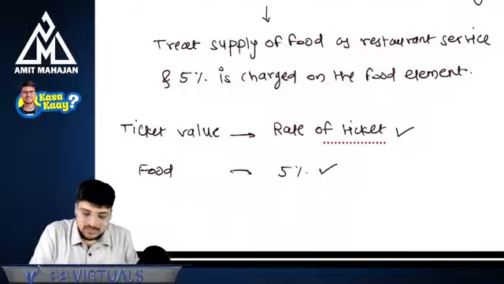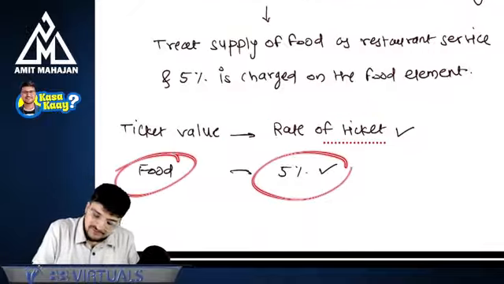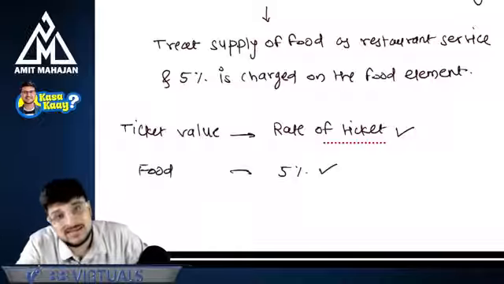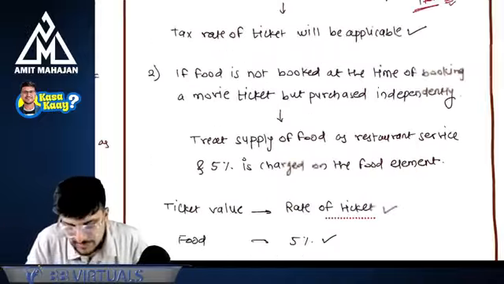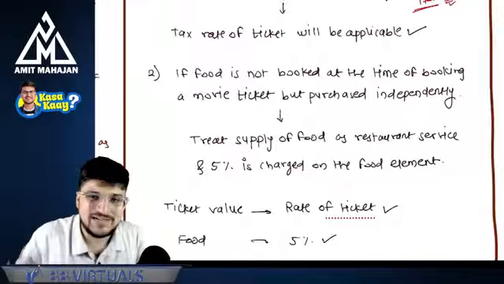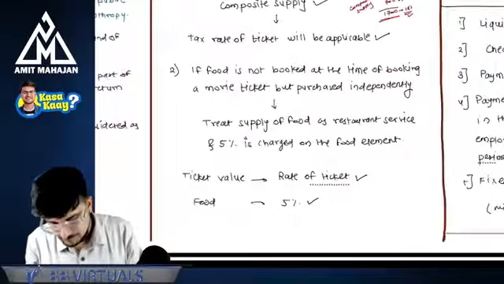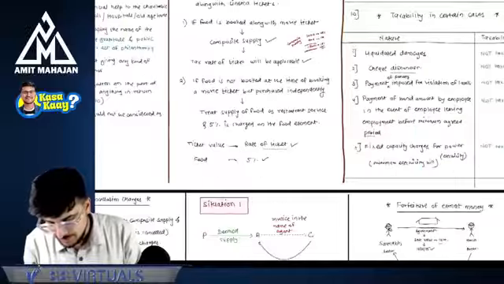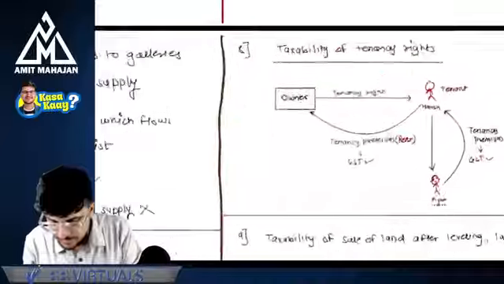Understanding? So on the ticket value, the rate of the ticket will be applicable, and on food value 5%, because it is getting treated as restaurant service. Both will be treated independently if you are not booking food along with the ticket. Understanding? Sure, no problem. Okay.